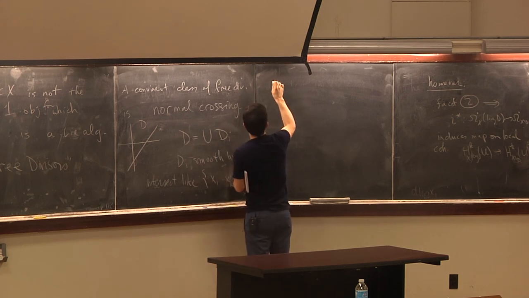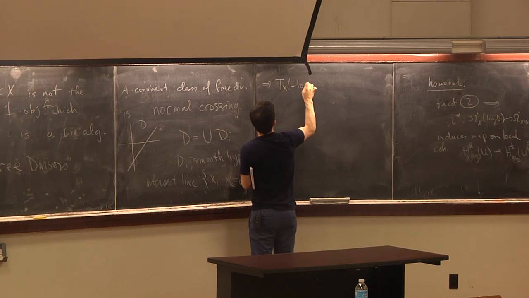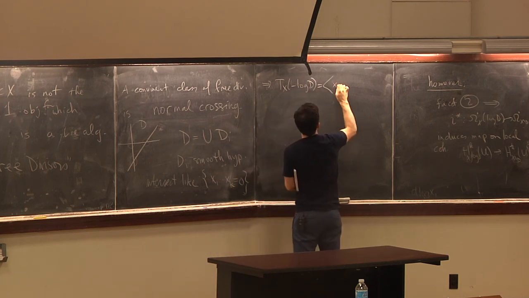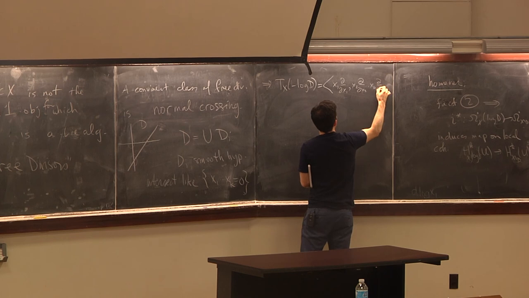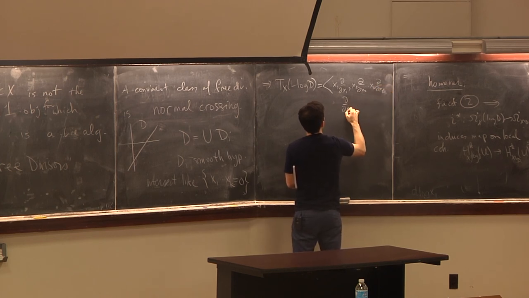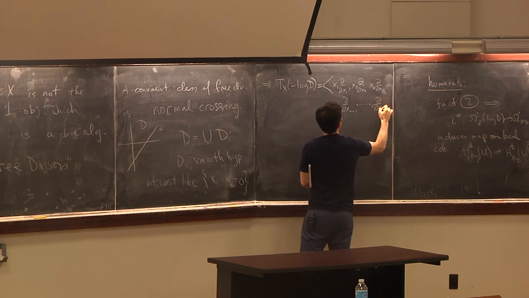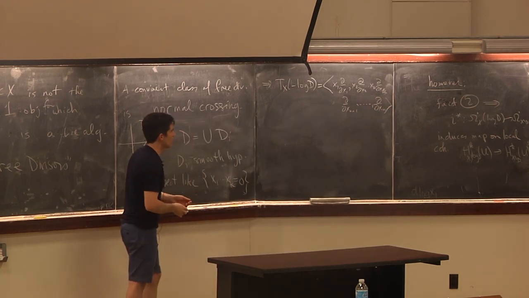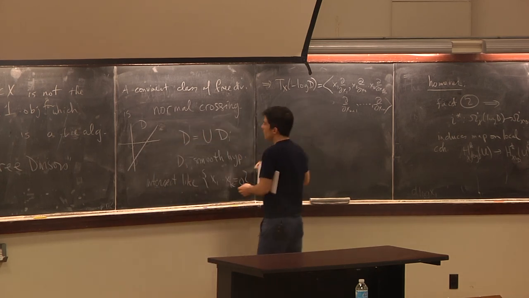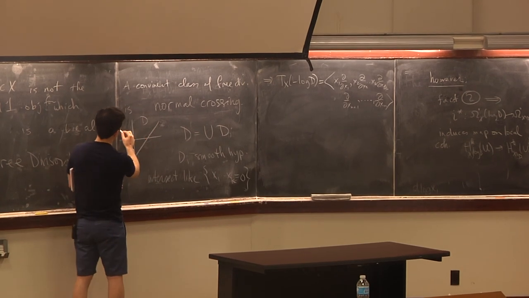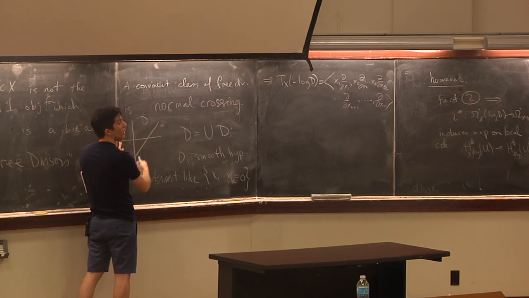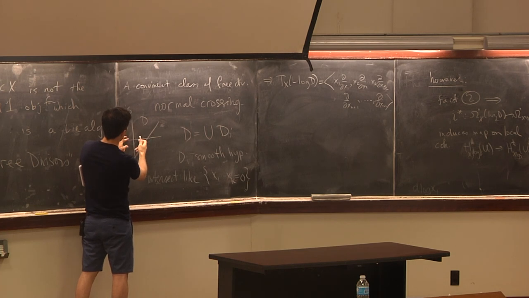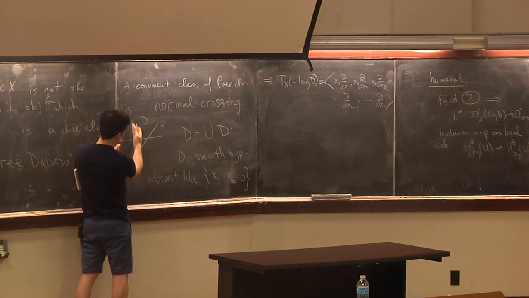And in this case, Tx minus log D is generated by x1 d/dx1, x2 d/dx2, up to xk d/dxk, and then the other ones, d/dxk+1, up to d/dxn. If I have a logarithmic form, it has singularities at all these loci. So I could take a residue and define a k minus 1 form here, but that k minus 1 form will have singularities where the other components hit.